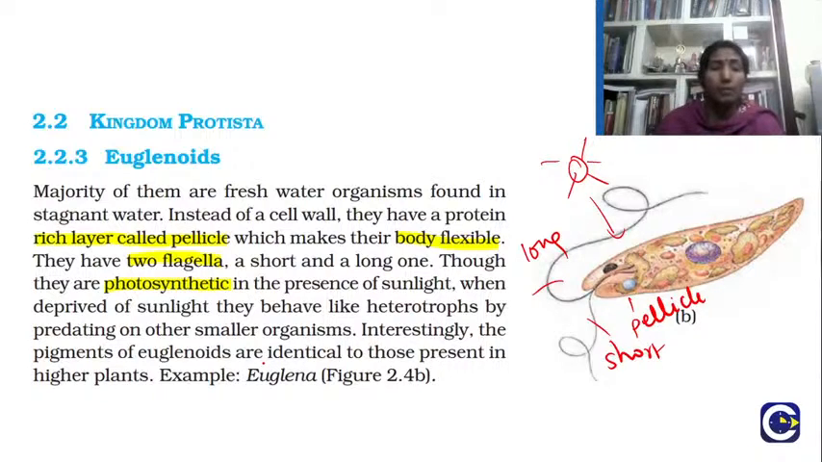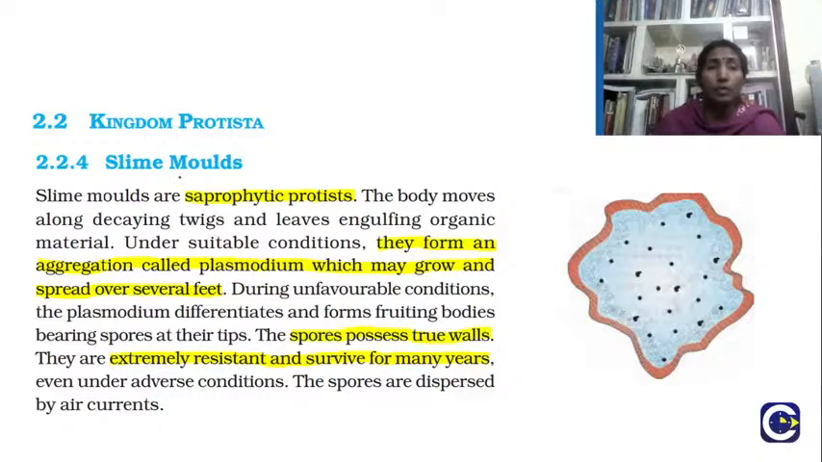So the best example we can give is the euglena. Okay. The next one will be slime molds. Slime molds அப்படின்னு பார்த்தோம்னா they are parasitic saprophytes. இது அழுகி போகிற இடங்கள்ல இருக்கக்கூடிய தன்மையுடையது. So they will form an aggregation called plasmodium which may grow and spread over several feet.